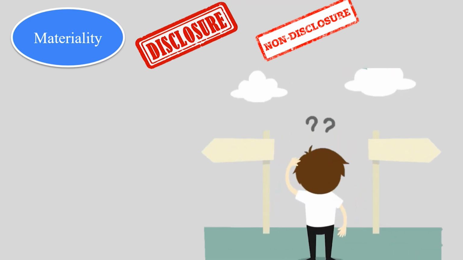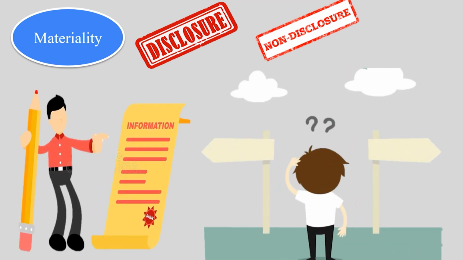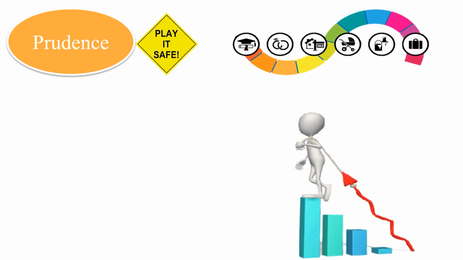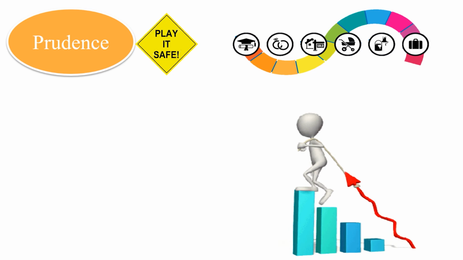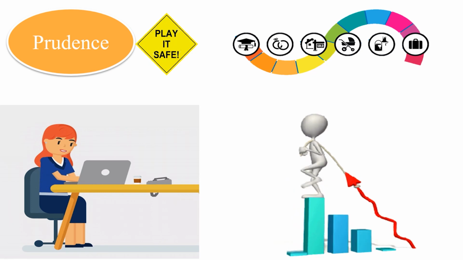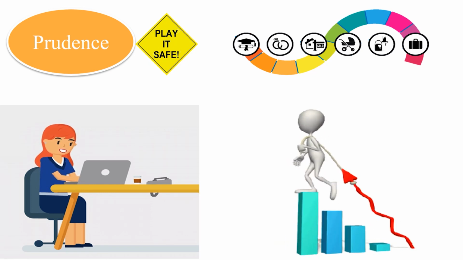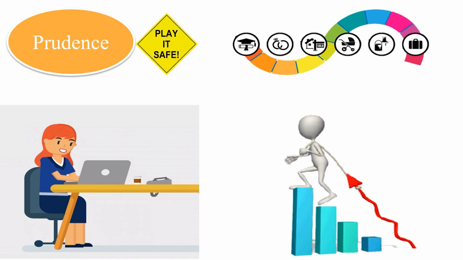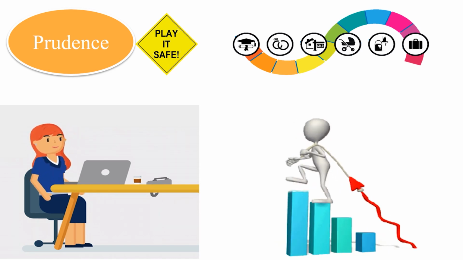If the disclosure or non-disclosure of information might influence the decision of the users of financial statements, then that information should be disclosed. The last convention is conservatism or prudence. It is a policy of playing safe. For future events, profits are not anticipated, but provisions for losses are provided as a policy of conservatism. Under this policy, provisions are made for doubtful debts as well as contingent liabilities, but we do not consider any anticipatory gain.